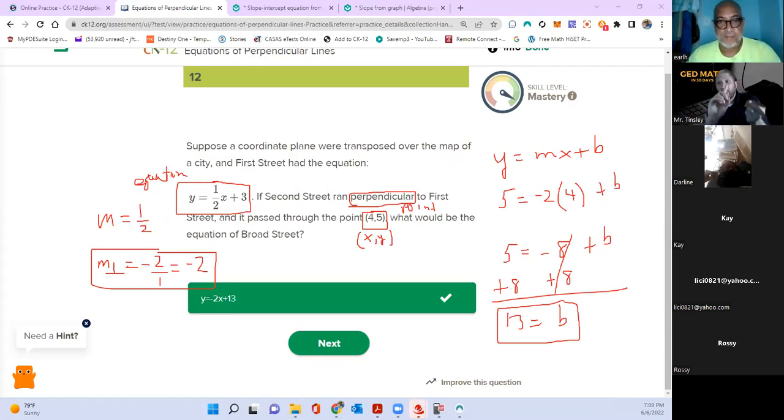So remember, you should now be able to find the equation of a line given a point and the slope. You should be able to find the equation of a line that's parallel given a point and the slope. You should now be able to find the equation of a perpendicular line given a point and the slope. And now you should be able to find the slope, y-intercept, and equation of a line from a graph. That's at least 3 to 4 questions on your exam.